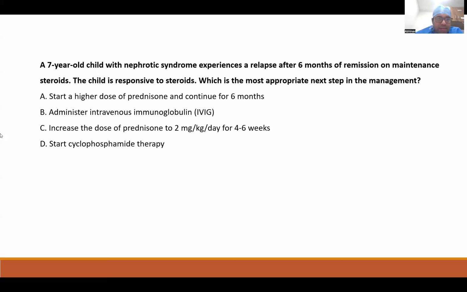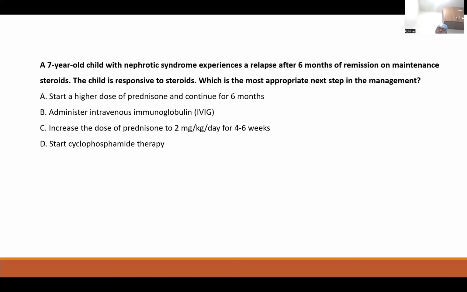If you look at option A, start a higher dose of prednisolone, continue for 6 months, it's not like that. You cannot continue steroids for 6 months at a higher dose, right? You all know steroids come with costly side effects. So that is definitely wrong. And B, IVIG, is not there at all. There is no role of IVIG in nephrotic syndrome. And third is increase the dose of prednisolone to 2 mg per kg per day for 4 to 6 weeks. And D is start cyclophosphamide therapy.